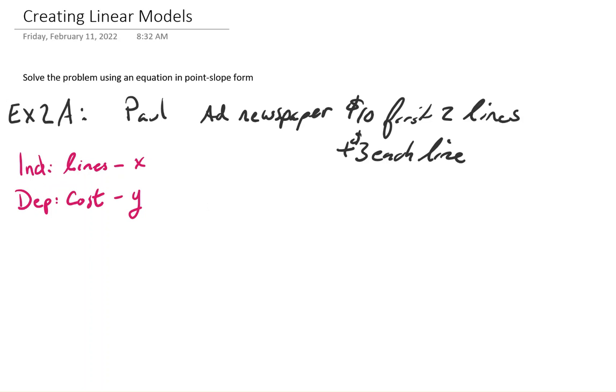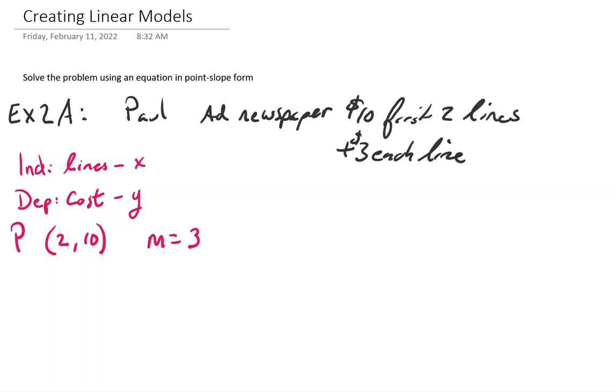Therefore, we have an ordered pair. So two lines cost $10. So we have a point. Well, now we think about it and we say, well, now every time I buy an additional line, it's $3. So if I buy one line, it's 3, two lines, it's 6, three lines, it's 9. Well, it seems to be that's a slope.